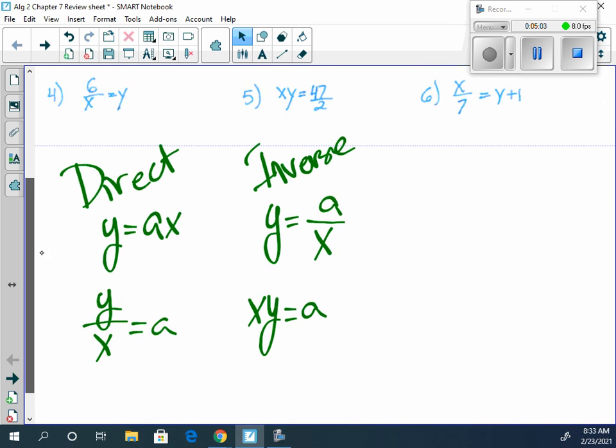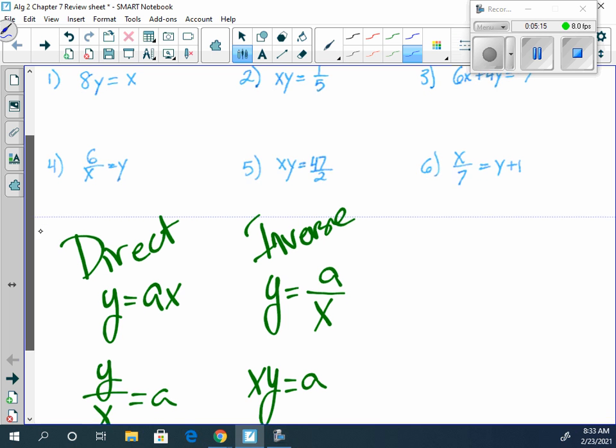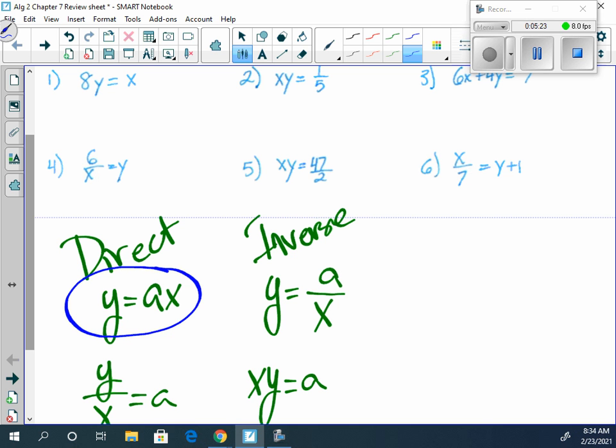And so when we look at these equations, if we have it in one of these four forms, either direct or inverse, then we would be able to tell. So when we look at the first one here, 8 times y is equal to x. Well, this one doesn't quite match every single one, but it does match direct variation, y equals a times x. Just because it doesn't have the number a times the x, it still works out the exact same, because I could divide both sides by 8 and really get y is equal to 1/8 x. So this here would be our direct variation.